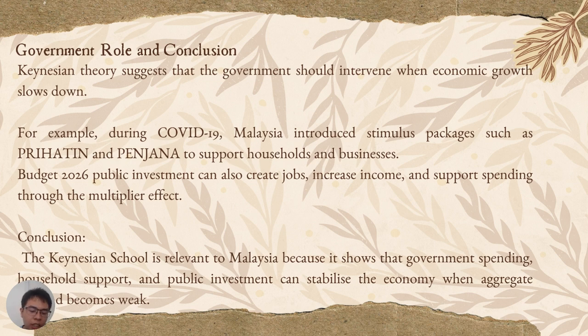on national income. In conclusion, the Keynesian school is relevant to Malaysia's economic growth slowdown because it shows that weak aggregate demand can slow economic growth. Government spending, household support, and private investment can help stabilize the economy and reduce the risk of a deeper slowdown.